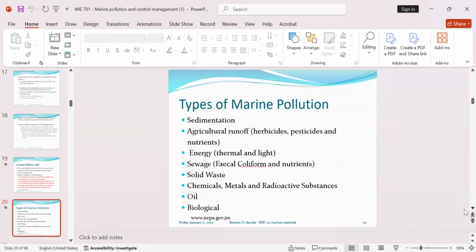So, types of marine pollution: we have sedimentation, agricultural runoff, herbicide, pesticide, and nutrient, then energy, thermal and light, then sewage, fecal coliform and nutrients, then solid waste, chemical, metals and radioactive substances, oil and biological. I think we discussed all these in the first lecture, so this is just for emphasis and additional information on types of marine pollution.